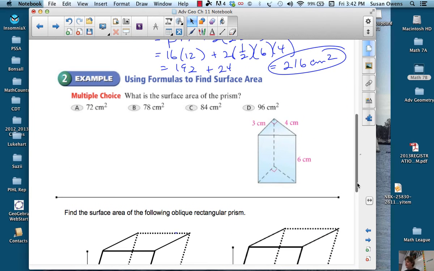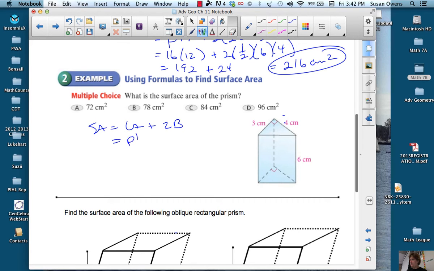I got one more little example here. I'll do it quickly. For this one, it's kind of nice because the triangles are right triangles, and they give you the base and the height. So for this one, the surface area is going to be the lateral area plus 2 bases. The lateral area is the perimeter times the height, and the bases are triangles, so I'll do 1/2 base times height.